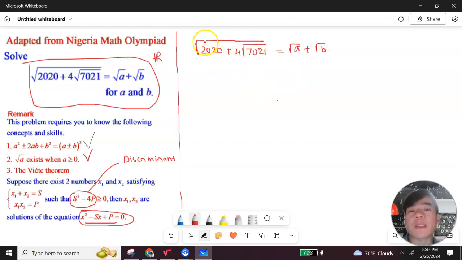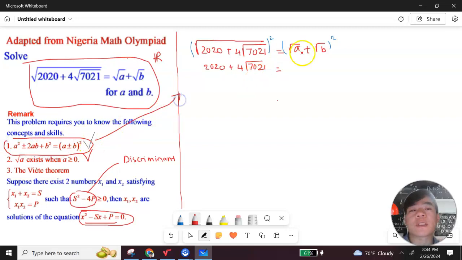Now I need to eliminate the root sign right here. In order to do that, I need to square both sides. I square the left hand side and I square the right hand side. If I square the left hand side, the radical sign is gone, so I have just 20 plus 4 root 21. Now the right hand side, I need to expand this one using complete square, the formula number one right here. So basically I have root a square.